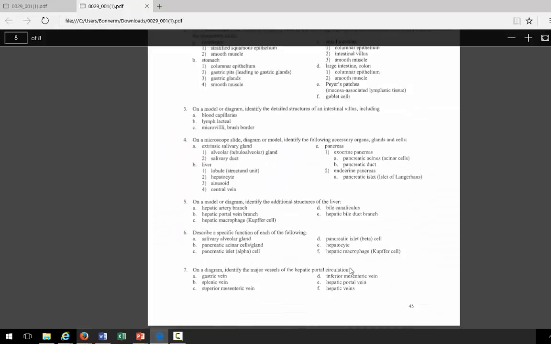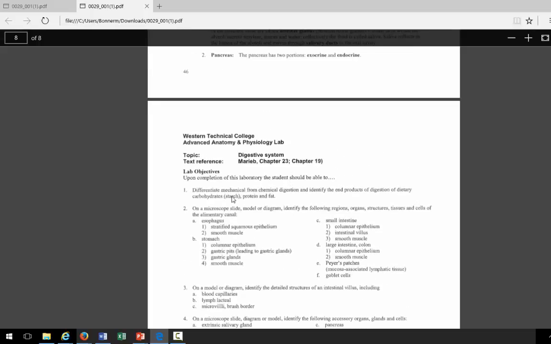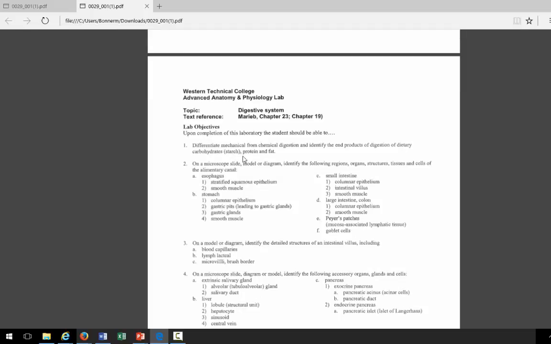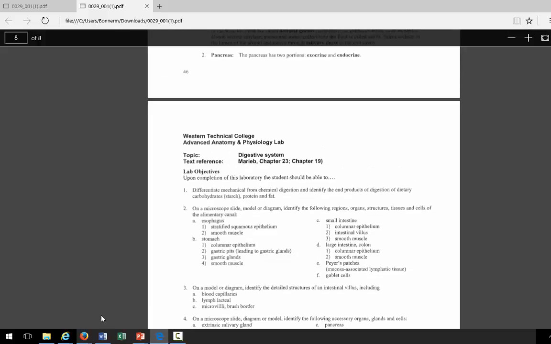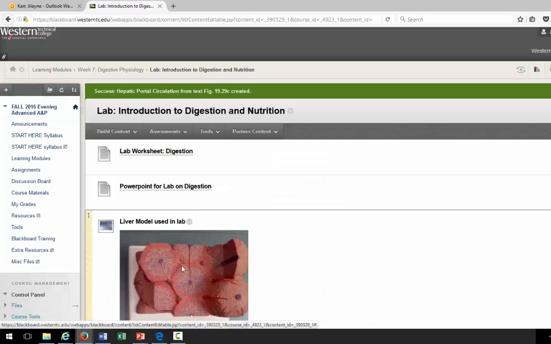So we talked about, I believe, all the structures. One thing that you need to know, though, is looking at the end products of digestion of the different nutrients that we take in. So in your textbook, there is a table, and I also put it on Blackboard in the lecture section though, but this is going to help you with this part of the lab as well.